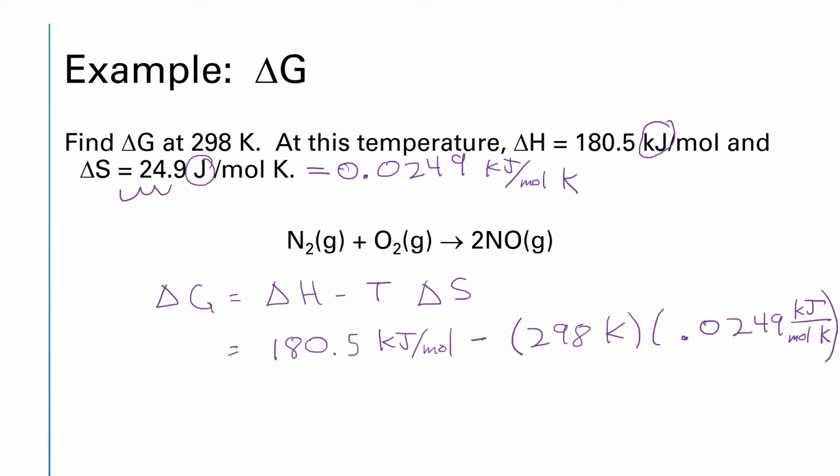All right, so in that second term, Kelvins cancel out. And let's go ahead and run this through the calculator. We've got 180.5 minus 298 times 0.0249. That's going to be equal to 173 kilojoules per mole.